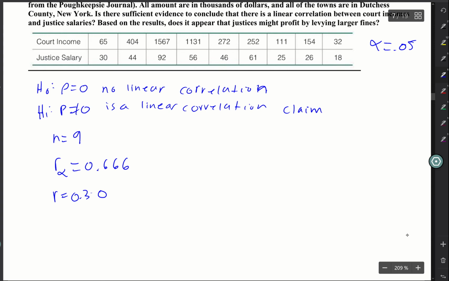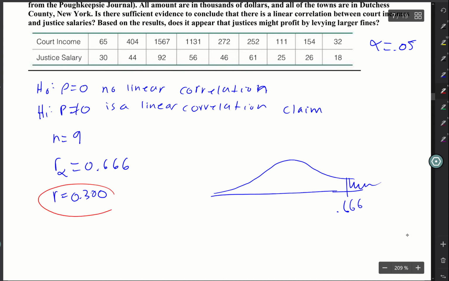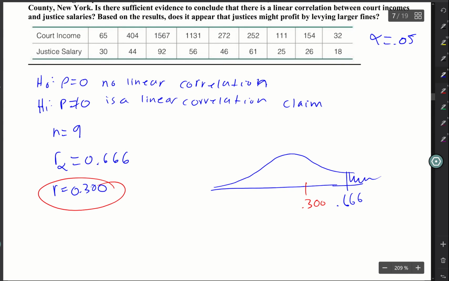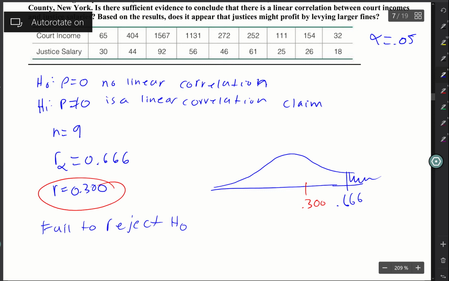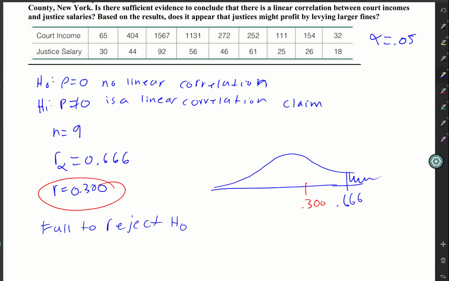And if we were to try to, it's not a normal curve necessarily, but just because that's what we're used to. Our critical value is 0.666, and our value is 0.3. So what decision would we make about this? We would fail to reject. Which means what? There is correlation?